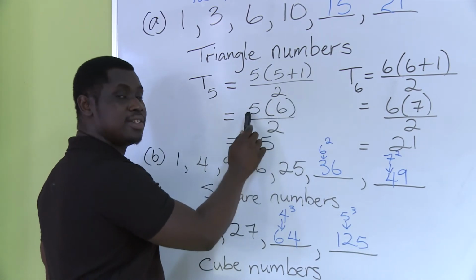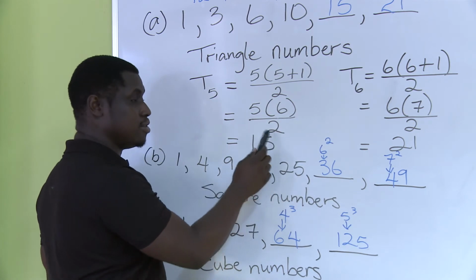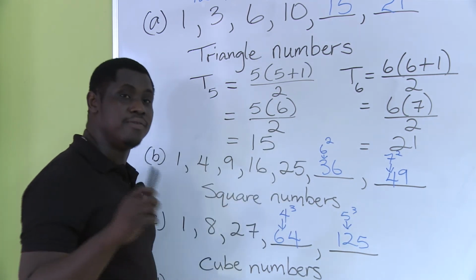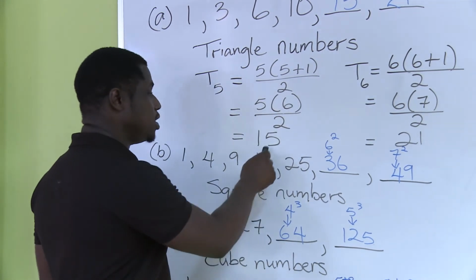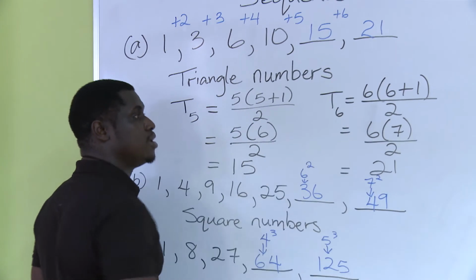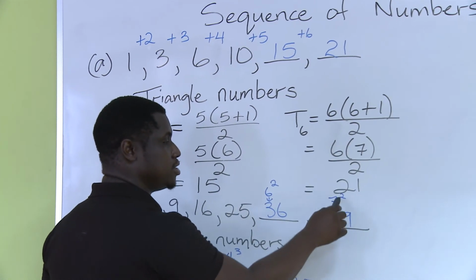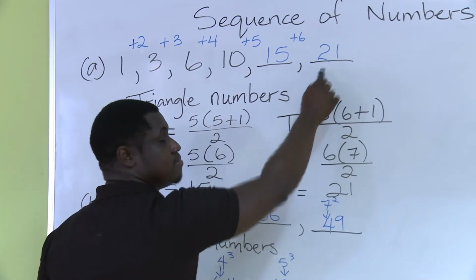5 plus 1 gives me 6, and 5 sixes are 30. 30 divided by 2 gives me 15. So my fifth triangle number is 15. My sixth triangle number, as I use the formula, I got it to be 21.